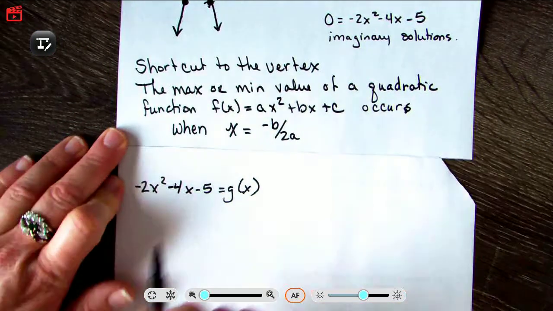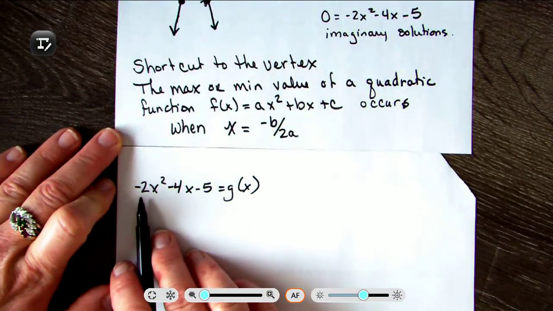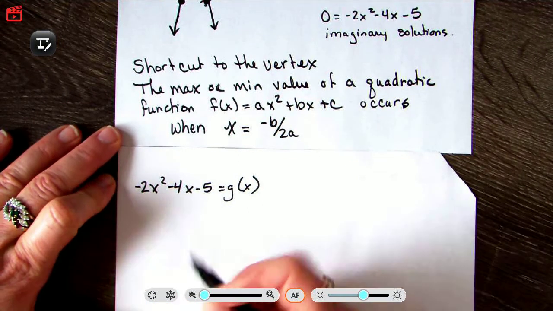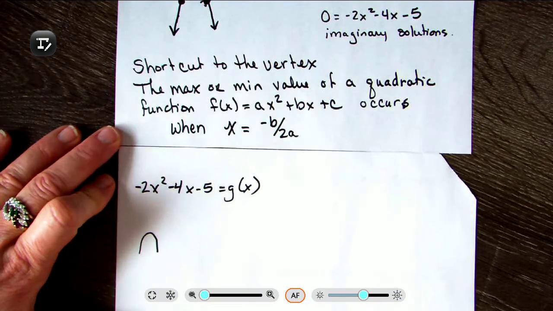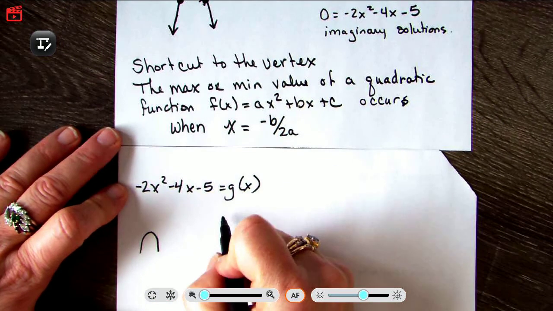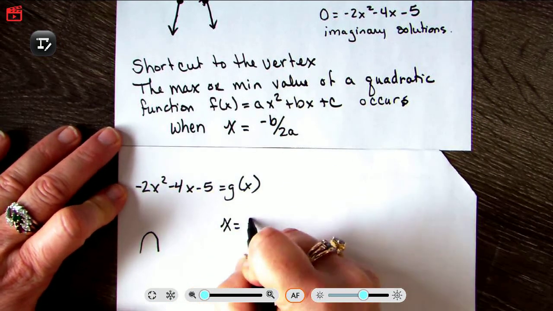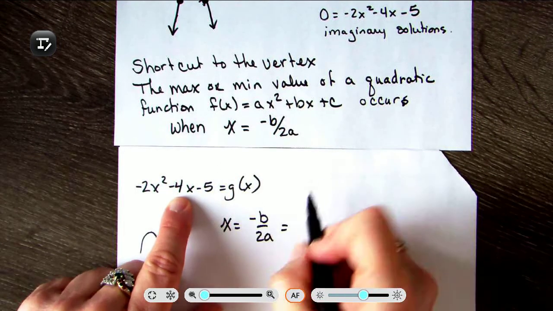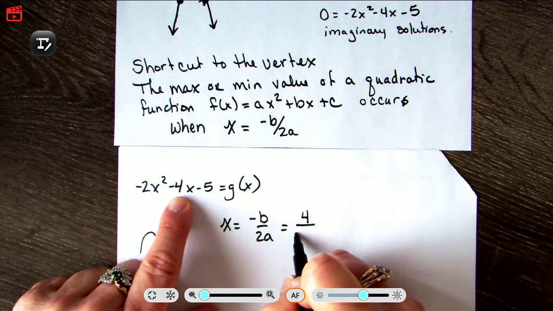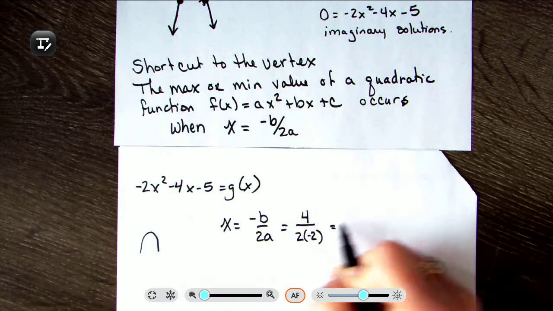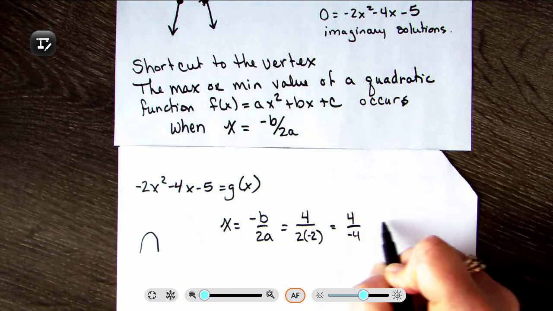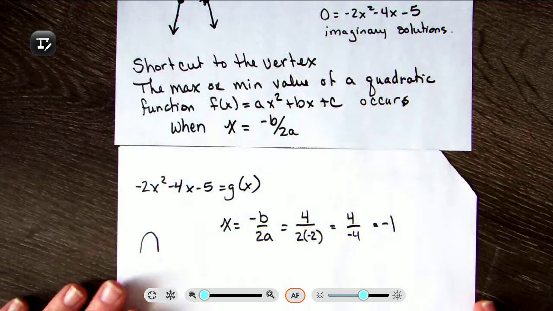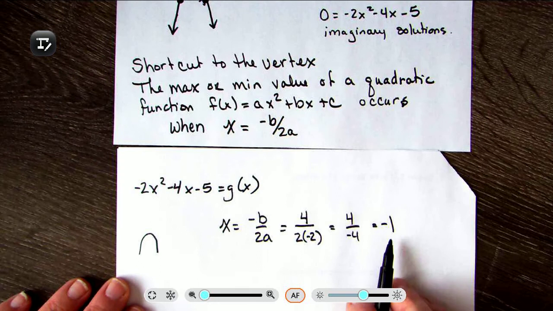Okay, and I want to find, first of all, max or min. First of all, I know it's going to be a maximum because it is a negative a value, so it does open downward, so I know I'm talking about a maximum. And if I look at my negative b over 2a, so that's a negative 4, so that's 4 over 2 times this negative 2. 4 over negative 4, I get negative 1. And you'll notice that that was the x value of our vertex.